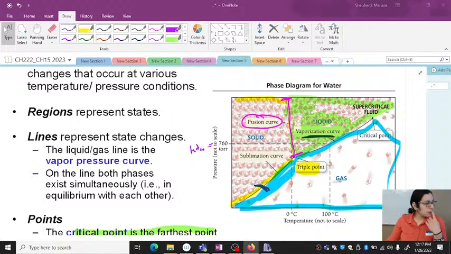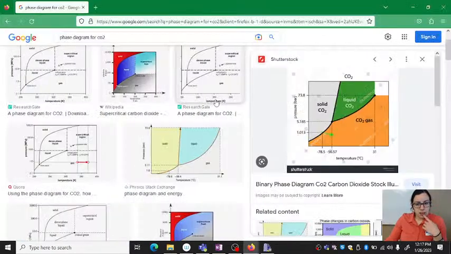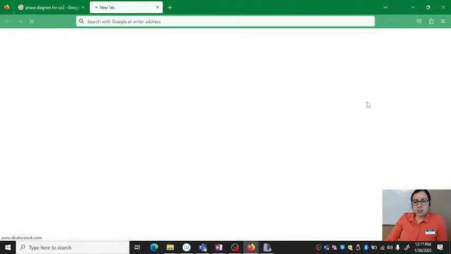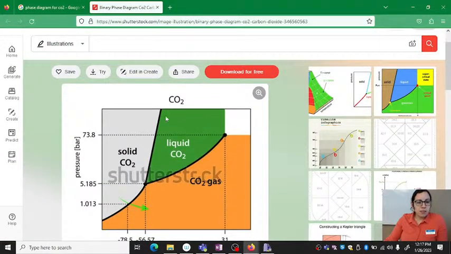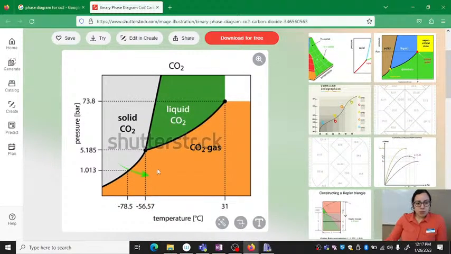I was trying to pull up another phase diagram, but failing to find one that I liked. Just so you can see, you can find a phase diagram for any substance really. So I just plugged in CO2. And again, it would look pretty similar. It's just different numbers depending on the substance, right?